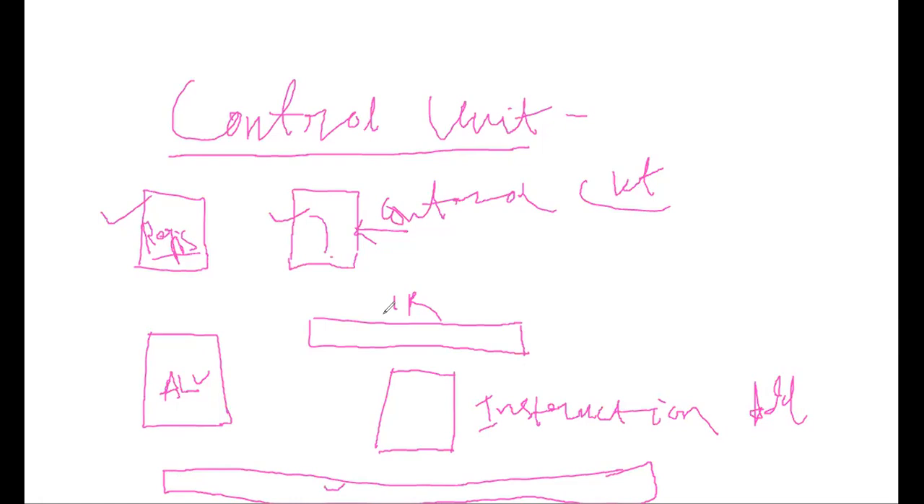So today we'll discuss the control circuit, this part. Control circuit is most important. Because you have seen that in our instruction cycle, every time lots of control signals are generated. So we'll go into detailed discussion today.